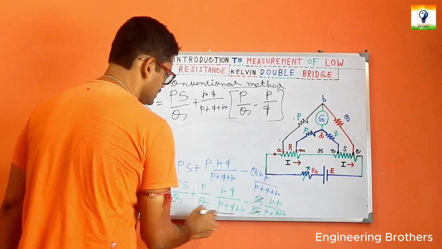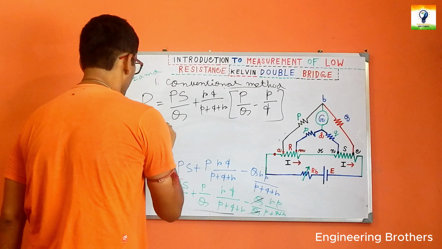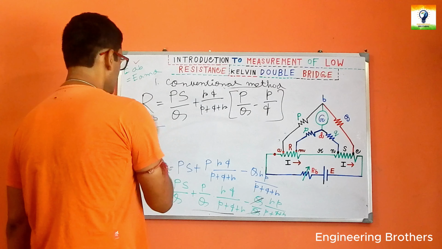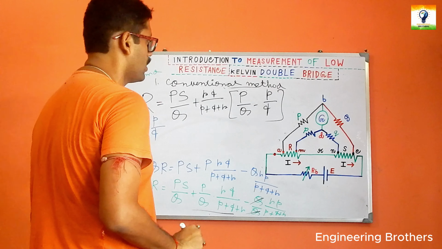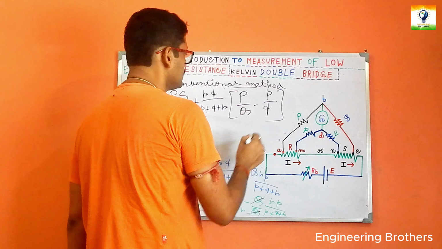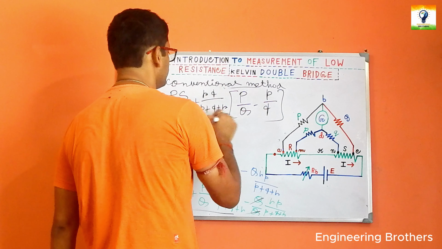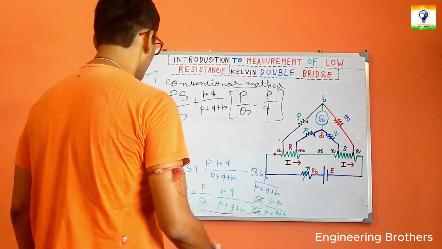So if you multiply these two factors, we have this last expression over here. You can understand that. Now we have considered that for our Kelvin double bridge, the ratio of P divided by Q is equal to small p by small q over here. Now if you say that the condition should be considered as bigger P by bigger Q, which is small p by small q, and put this relation over here, this will be eliminated, so 0 multiplied with this factor will become 0. So what is the final expression?